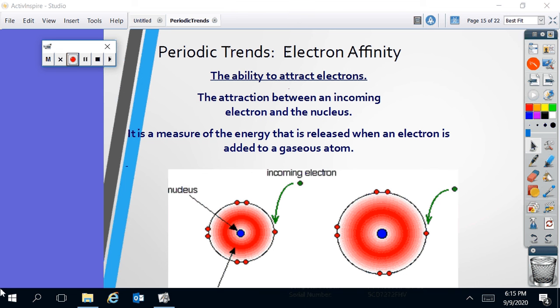Okay, guys, this is part 2 of our periodic trends video in AP Chemistry, and we're going to start with electron affinity. The definition of electron affinity is the ability to attract electrons. It's the attraction between an incoming electron and the nucleus, and it's a measure of the energy that is released when an electron is added to a gaseous atom.